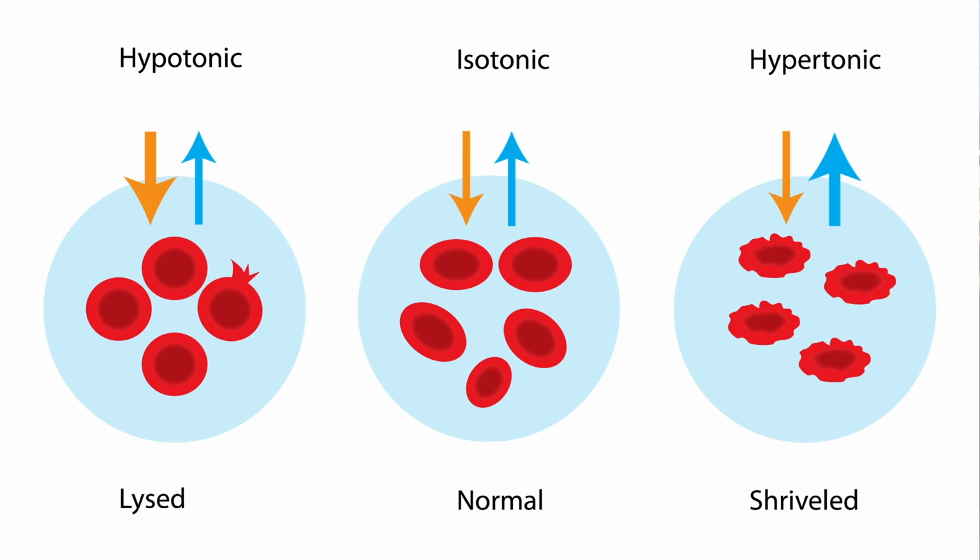All right, so now let's take a look and see what's going to happen to a cell when placed in each one of these environments. When a cell is placed in a hypotonic solution, there is less solute outside the cell relative to inside the cell. Therefore, water is going to come from the environment, move into the cell, and you're going to see the result is cell lysis.